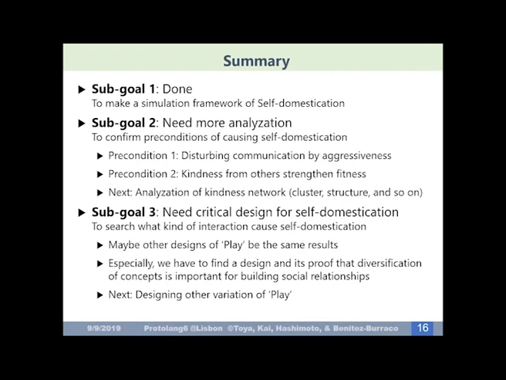And next, we have to analyze the kindness network, its clusters and structure and so on. And sub-goal three, to search what kind of interaction caused self-domestication, we need a critical design for self-domestication. Maybe other designs of prey give the same results. Especially, we have to find a design and its proof that diversification of concepts is important for building social relationships. Our next work is designing other variations of prey. That's all. Thank you for listening.